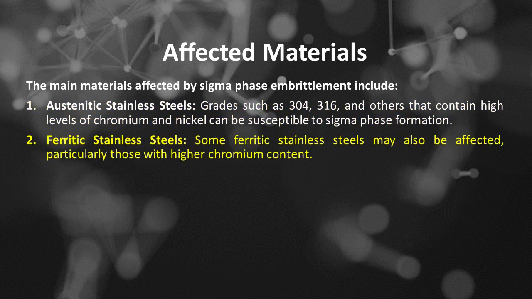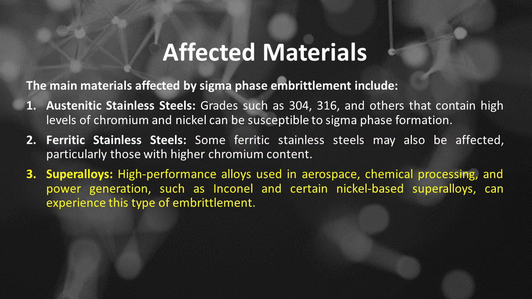Number 2 is ferritic stainless steels. Some ferritic stainless steels may also be affected, particularly those with higher chromium content. Number 3 is superalloys. High-performance alloys used in aerospace, chemical processing, and power generation, such as Inconel and certain nickel-based superalloys, can experience this type of embrittlement.